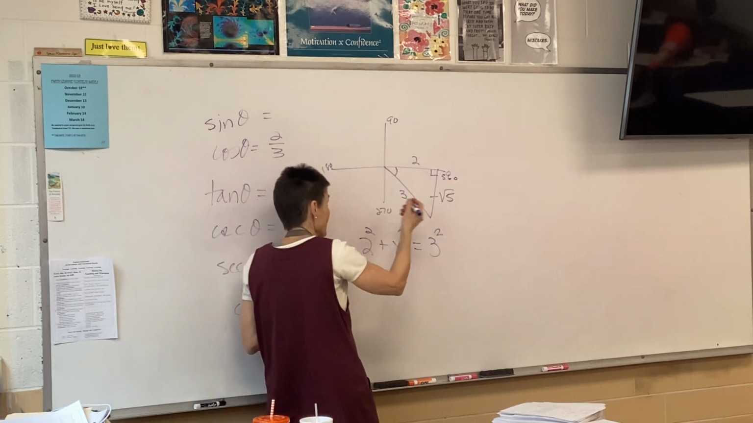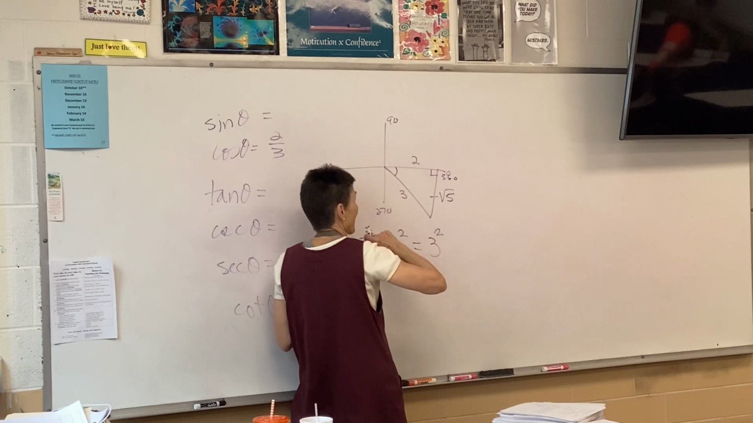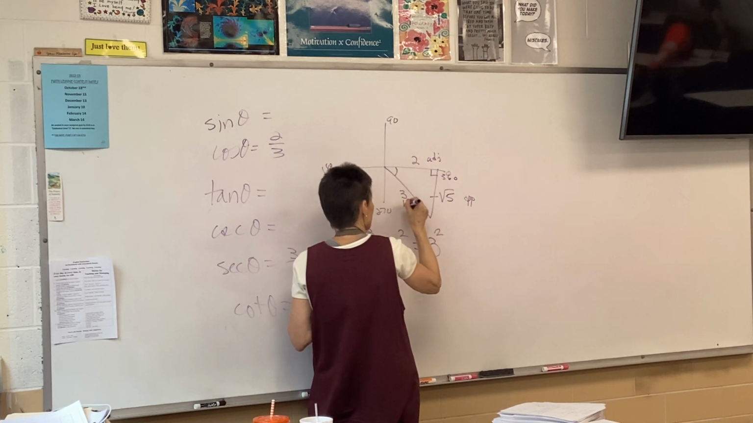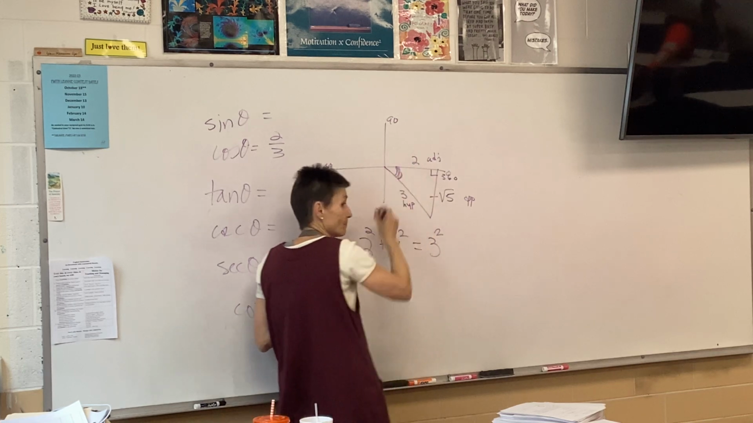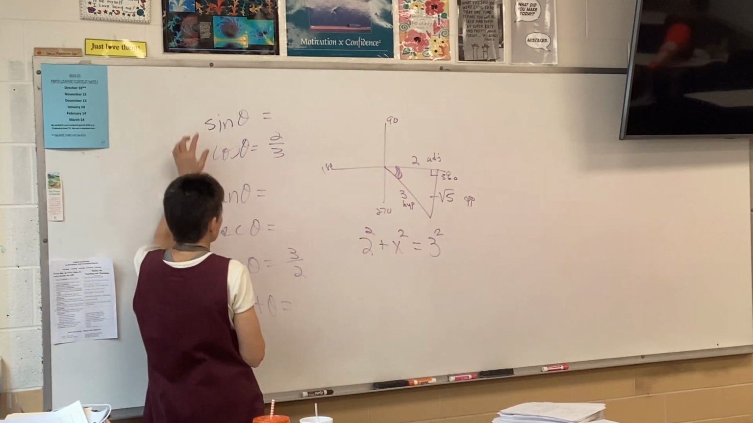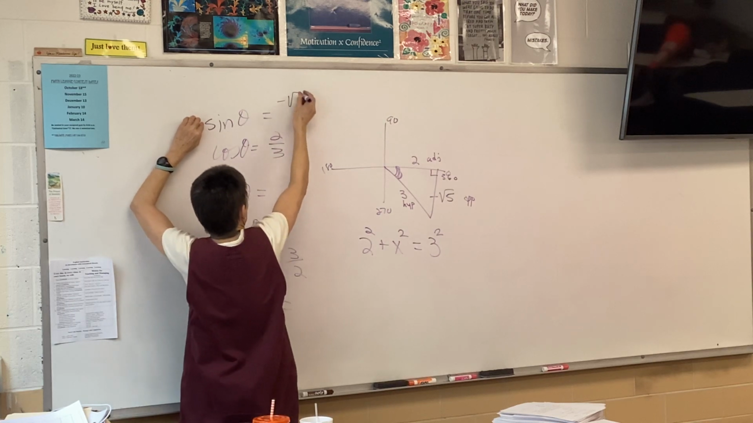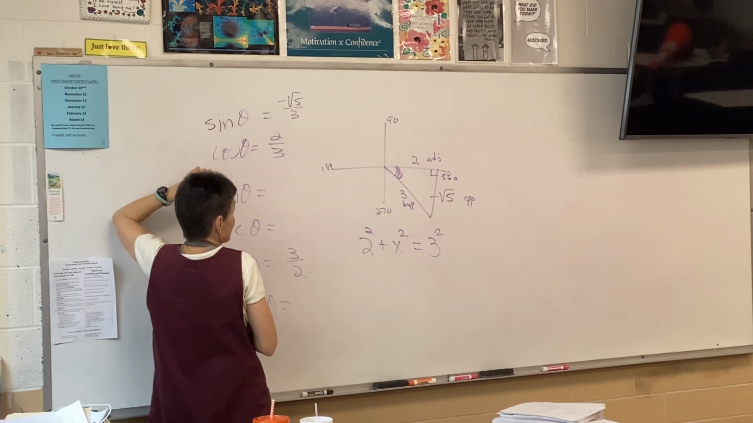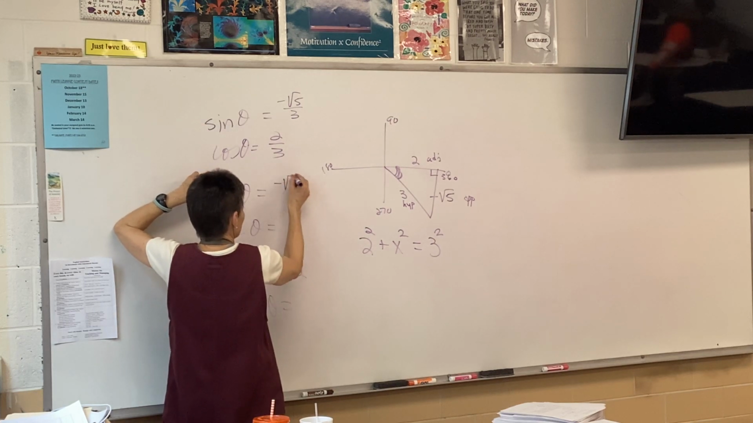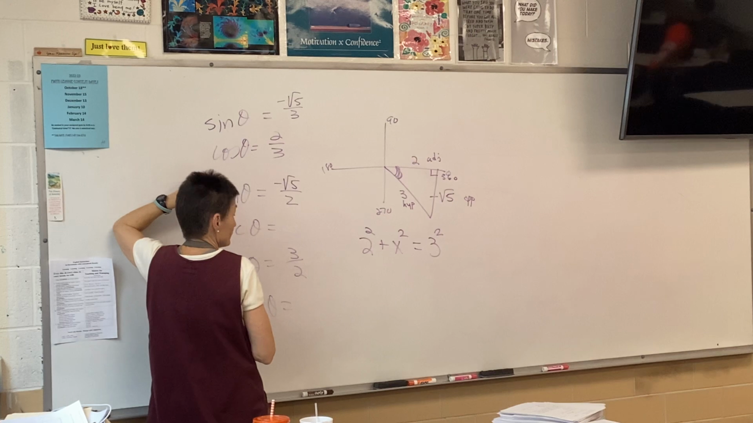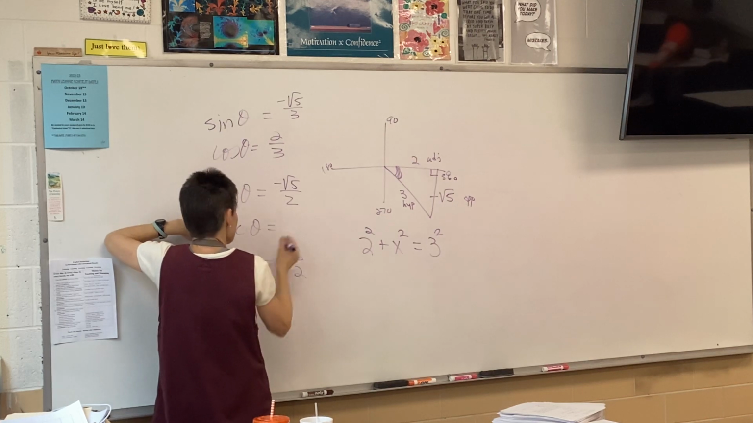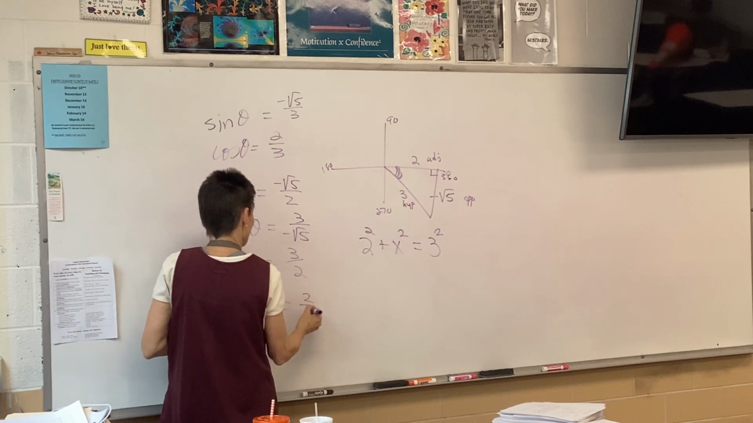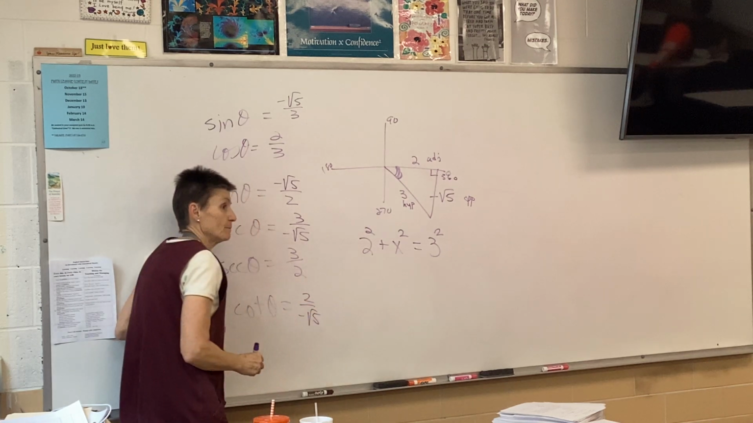You might want to label these, you don't have to. Some of you have been at this for a while, but this is opposite, this is adjacent, and this is hypotenuse, right, for this angle. So sine is negative root 5 over 3. Tangent is negative root 5 over 2. Cosecant's the reciprocal of sine. Cotangent's the reciprocal of tangent.